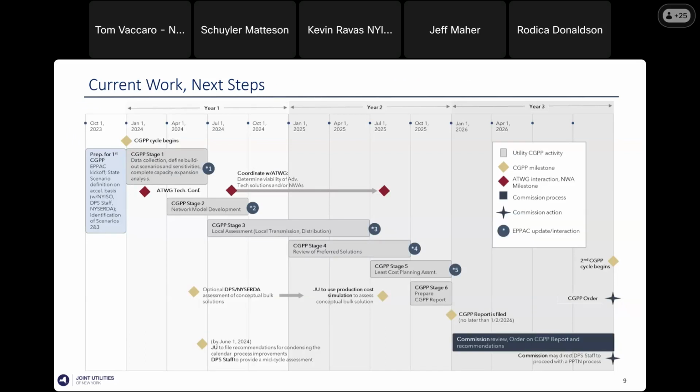And now we're really in the throes of it, fully developing all 3 scenarios for network development and getting ready for the longest and probably most important stage 3, where we start that local assessment, moving into all of those analyses we described before, which are going to help us define the solutions that make sense, at least on the local system, for the next couple stages, where we review our preferred solutions, do some least cost planning assessment, and prepare a report before we do it all again.